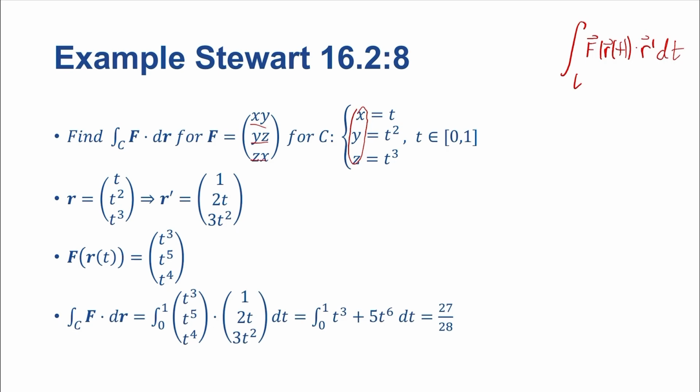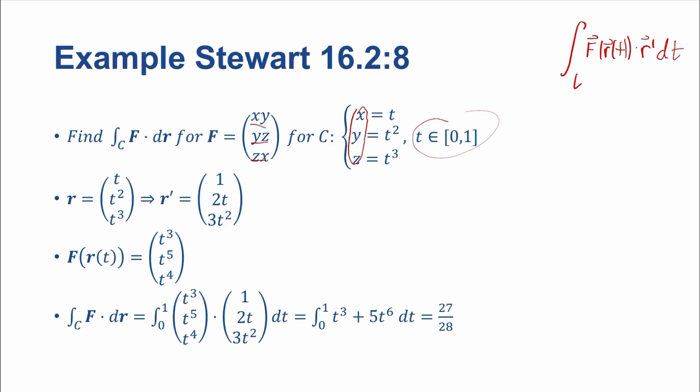So the integral of f dot dr is going to be the integral between 0 and 1. They already gave us our bounds for t. And then we've got to do a dot product. So we've got t cubed, t fifth, t fourth, dotted with 1, 2t, 3t squared. So what we're going to do, we're going to multiply all the terms that are on the same level, and then we just add them.